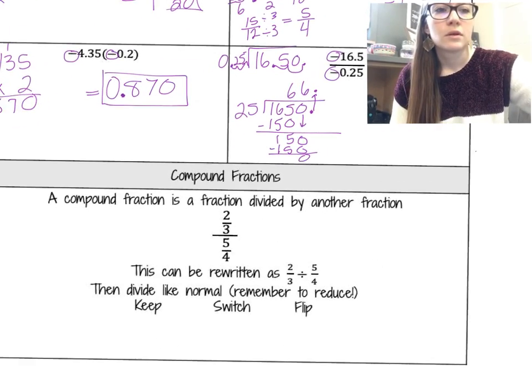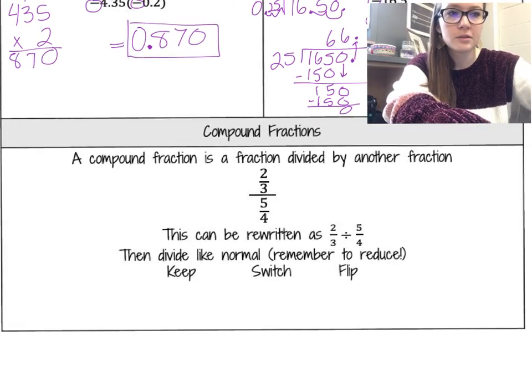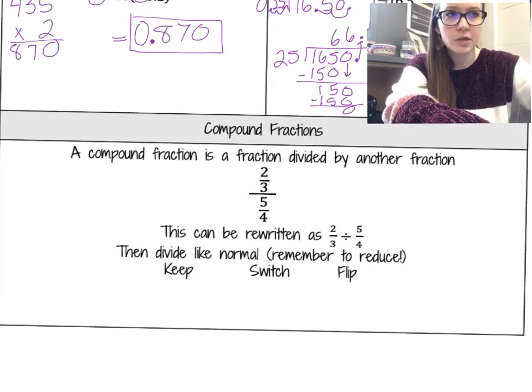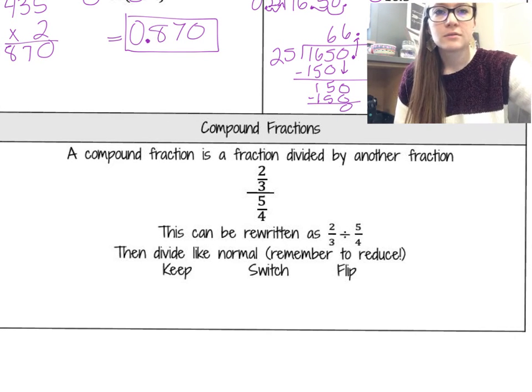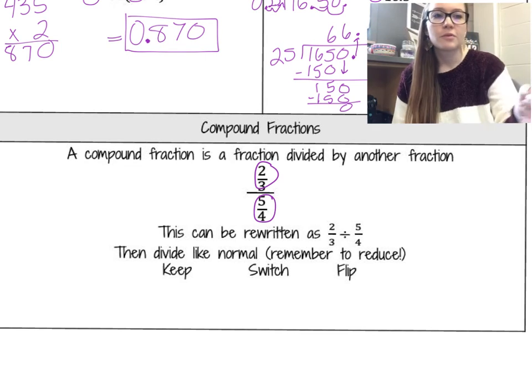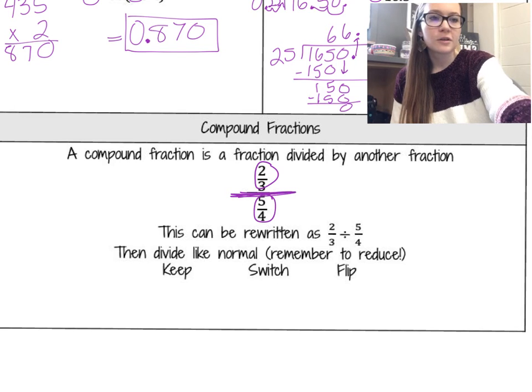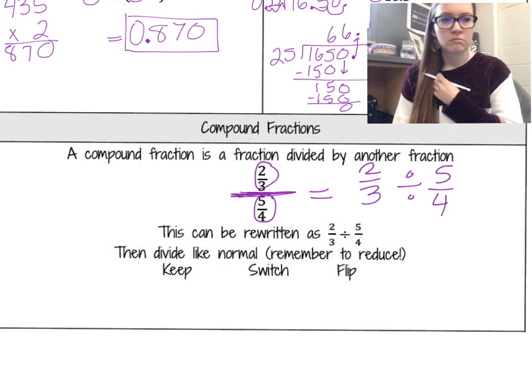Okay, and I just want you real quick, when they talk about a compound fraction, they look super scary, but they're totally not. So a compound fraction is a fraction within a fraction. So like 2/3 over 5/4. Remember that a fraction bar is just division. Okay, so this is 2/3 divided by 5/4. And then it's a lot less scary, huh?